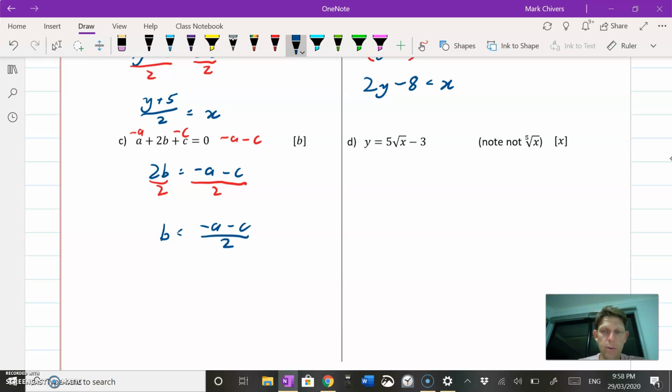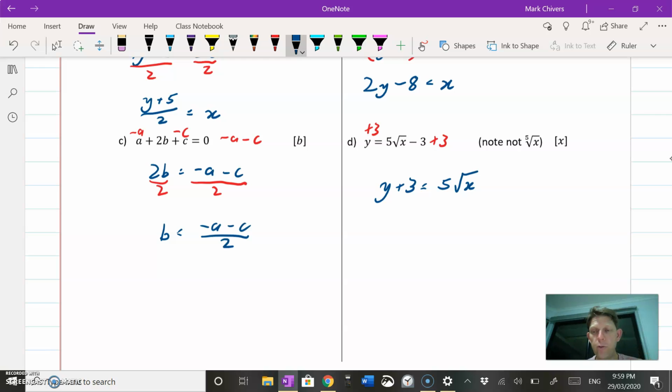Okay, for example D here, once again we'll deal with that minus 3 by adding 3 on. So we'll plus 3 to both sides. We'll rewrite that again, just make one change each time and make the necessary changes to make that work. Now this isn't the 5th root of x, this is 5 root x. So the square root of x is being multiplied by 5.